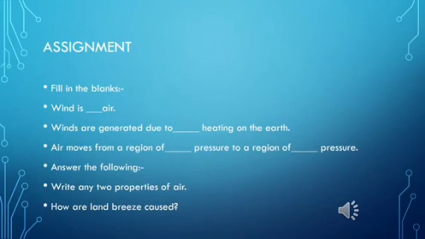Now try to answer these questions, children. Fill in the blanks. Wind is dash air. Winds are generated due to dash heating on the earth. Air moves from a region of dash pressure to a region of dash pressure. Answer the following. Write any two properties of air. How is a land breeze caused? Now try to write the answers for the questions and the fill in the blanks and complete it. Thank you, children.